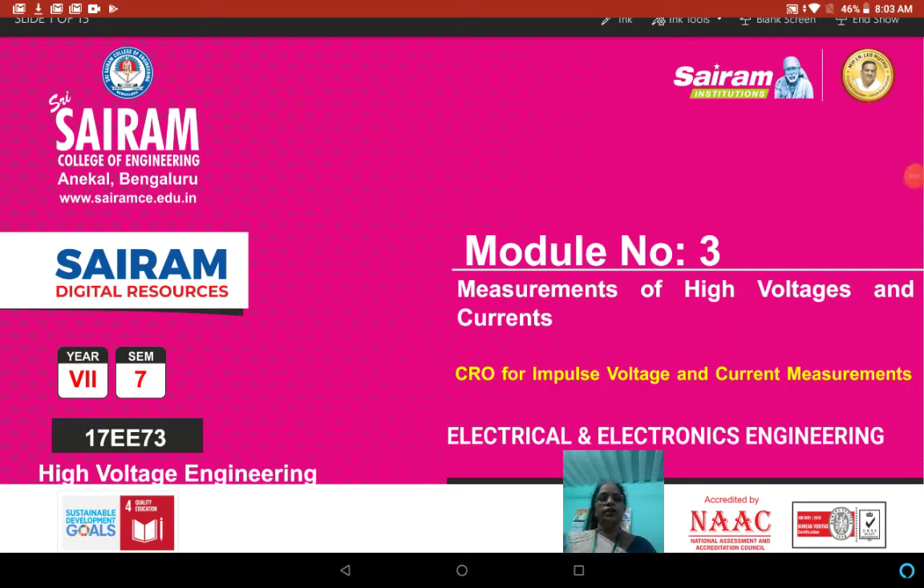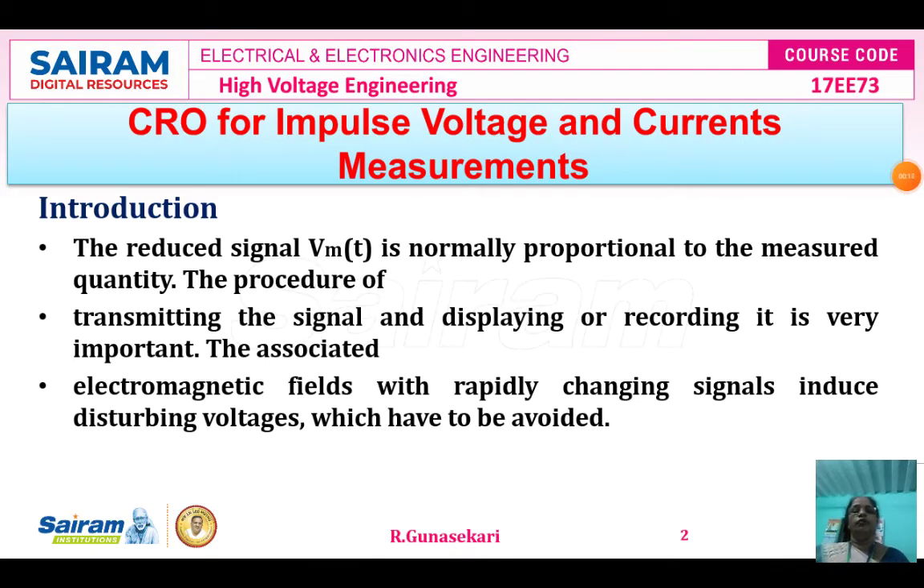Dear student, now I give a lecture on the cathode ray oscilloscope for impulse voltage and current measurements. This topic comes under measurements of high voltages and currents. Now we studied the introduction to CRO for impulse voltage and current measurement.